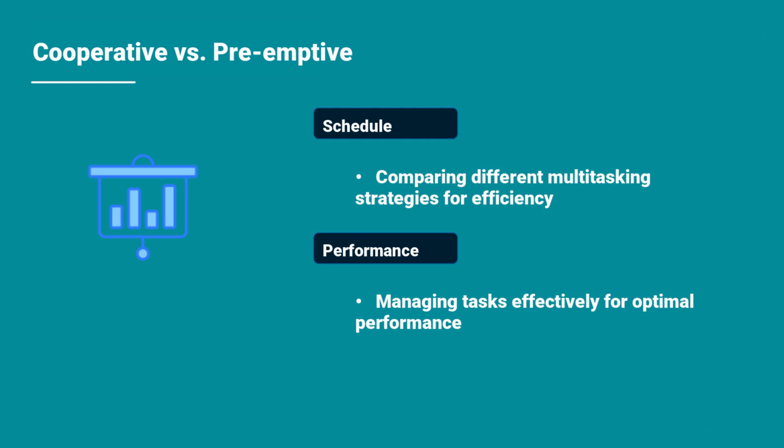Next, let's explore another critical concept within concurrency: cooperative versus preemptive multitasking. In cooperative multitasking, tasks voluntarily yield control before running another task, while preemptive multitasking allows the operating system to forcibly switch tasks, often leading to more efficient CPU usage. Understanding how your programming environment manages these strategies is essential for performance optimization and avoiding pitfalls like starvation, where a task never gets the opportunity to execute.